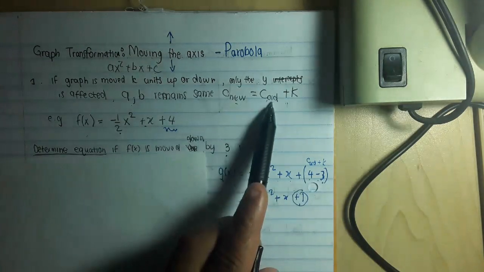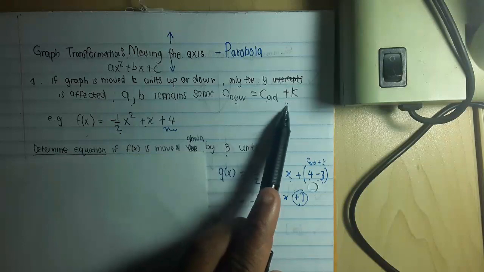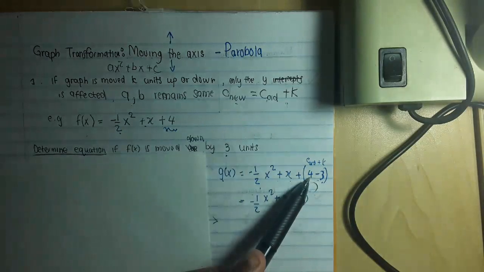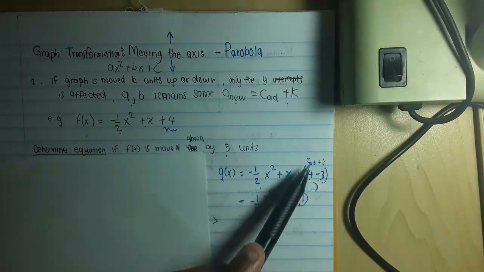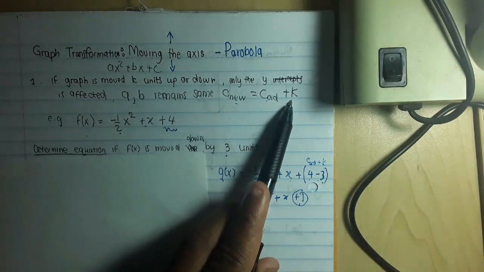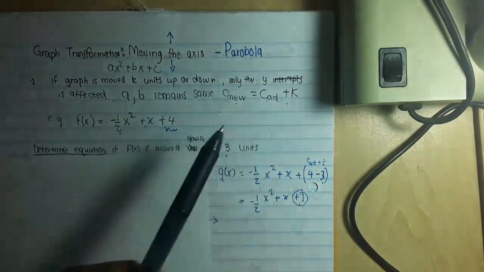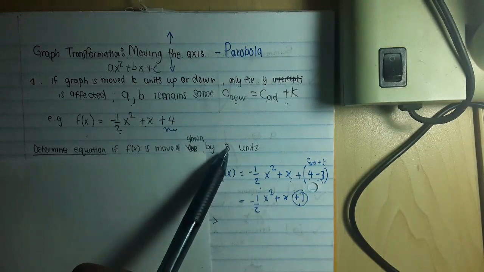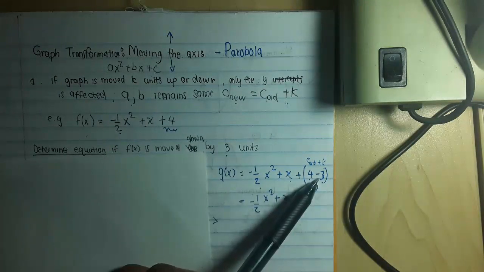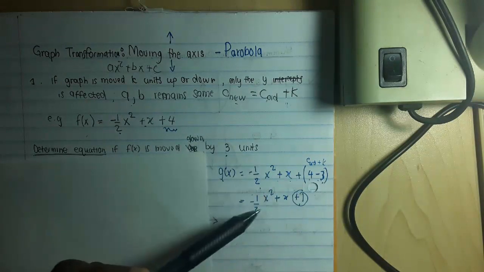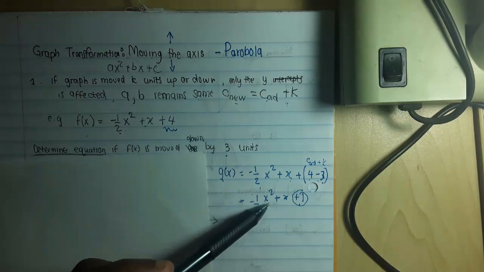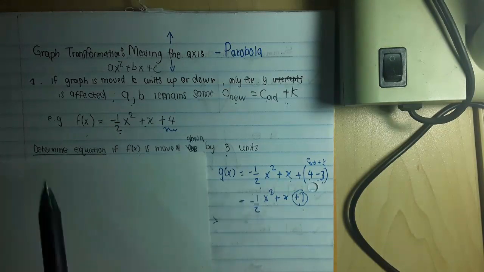We said that c equals the old c plus k. So now we have the old c being 4, and we said we needed to have a sign there as well. But they tell us in the question that it's shifted down, so instead of a plus, it's going to be a minus 3. And now we have minus half x squared plus x plus 1.